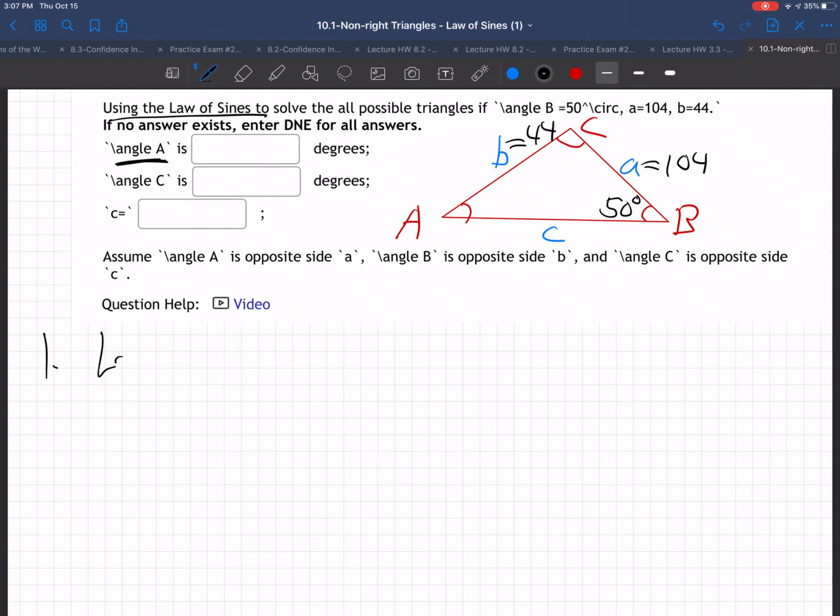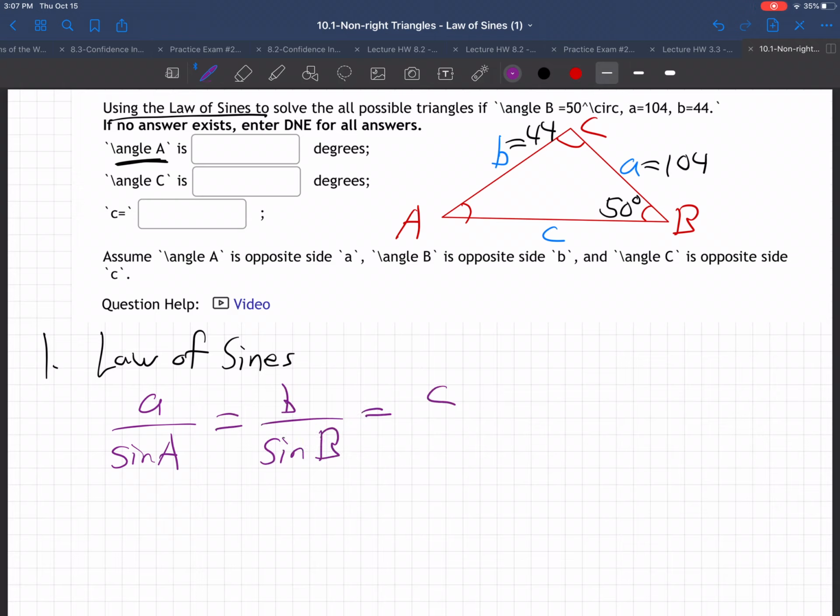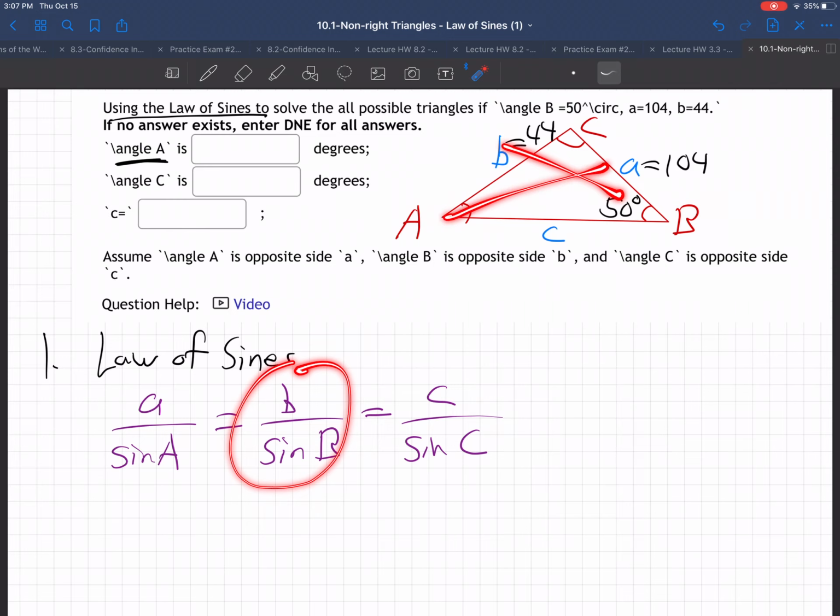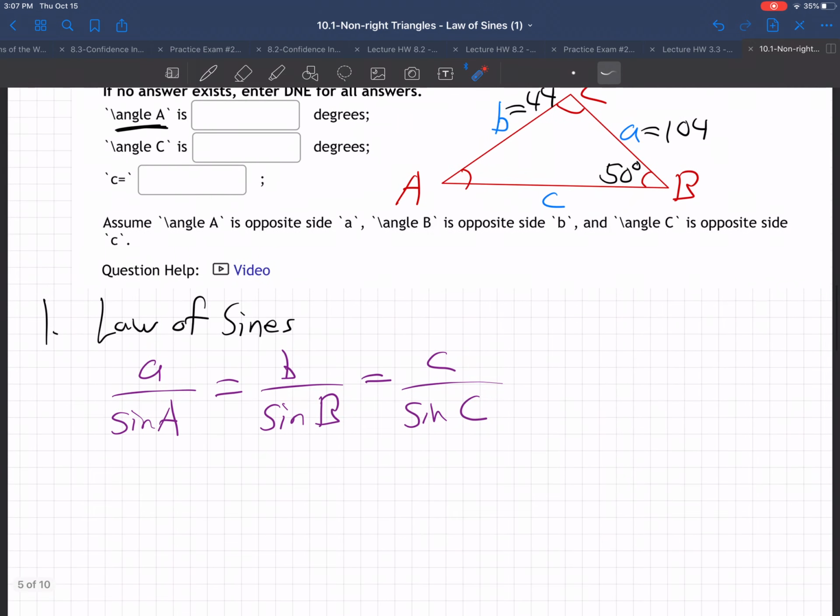So step one, the law of sines. And what does the law of sines say? Little a over sine of A is little b over sine of B is little c over sine of C. So let's set that up. Do we have a pair of sides and angles already? Yeah, we have B with B, don't we? So that's for sure what we're going to use, and then we'll match it up with A with A. So I'm going to do A with A and B with B. Notice B's across from B, A's across from A, always.